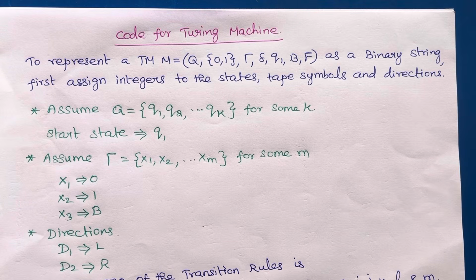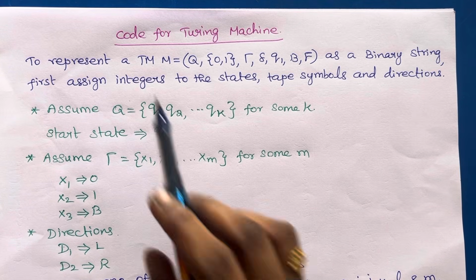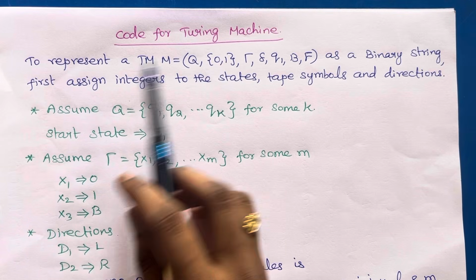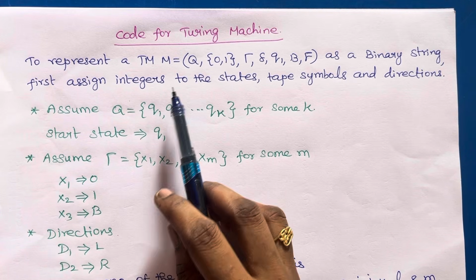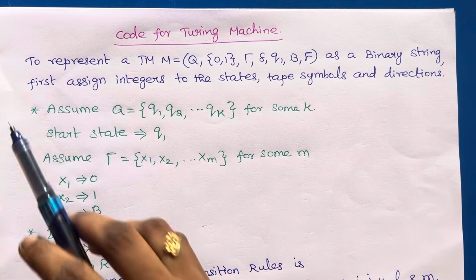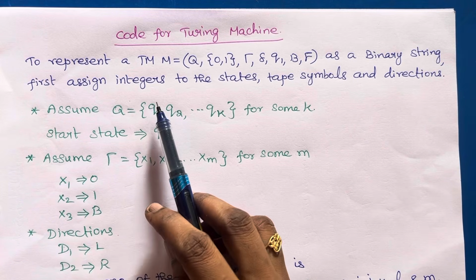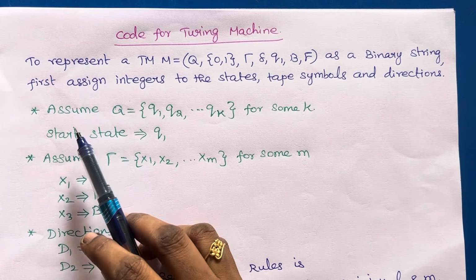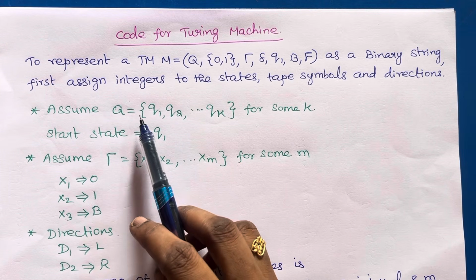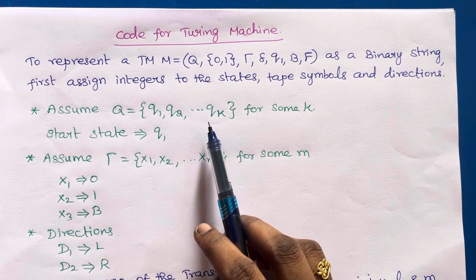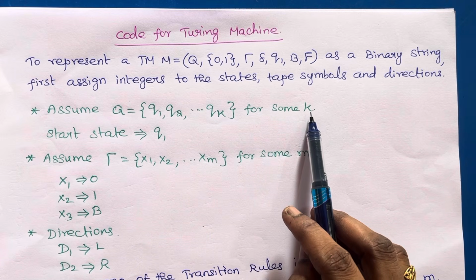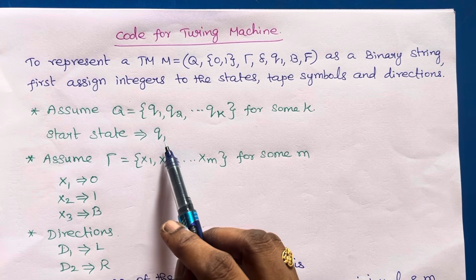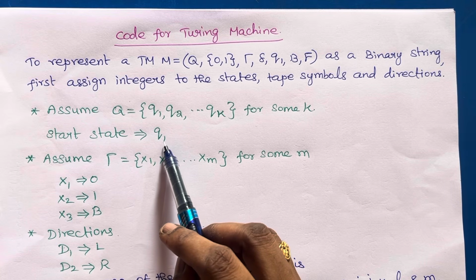Hello everyone. In this video, we are going to discuss the code for a Turing machine. We need to assign binary codes for the Turing machine. To represent a Turing machine M as a binary string, first we have to assign integers to the states, tape symbols and directions. So first assume the set of states Q are Q1, Q2, up to Qk for some integer k. Here the start state will always be Q1. We have to represent the start state as Q1.